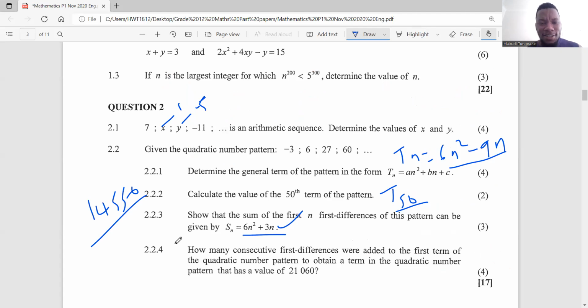Okay, that's easy 3 marks. And then the last question was asking us how many consecutive first differences were added to the first term of the quadratic number pattern to obtain the term in a quadratic number pattern that has the value of 2106? Yeah, how many consecutive first differences were added to arrive at this term?